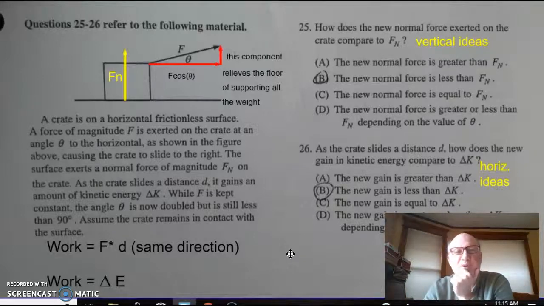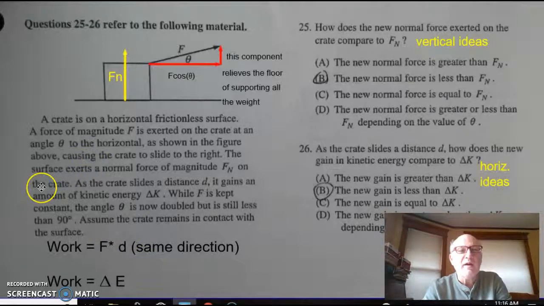All right, so just a quick recap. This problem has a couple of different parts to it, right? What's going on vertically and how much force the floor needs to supply based on how we're pulling on this, okay? And what's going on horizontally, which is a discussion of the work-energy theorem, right? That the work you do on an object can result in a change in energy. But the critical recognition is that the force and the distance have to be in the same direction.